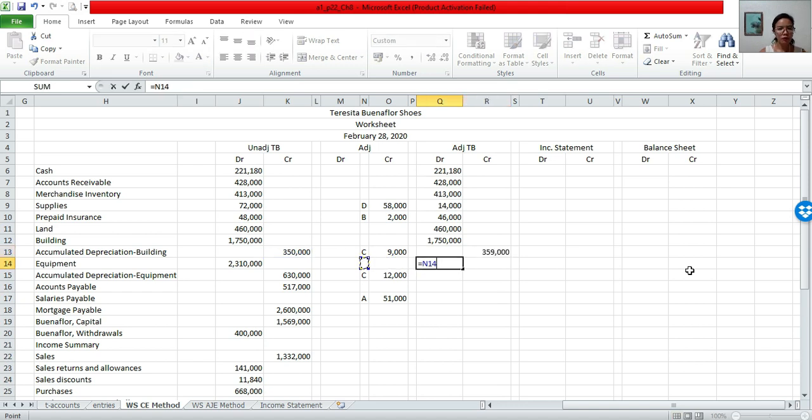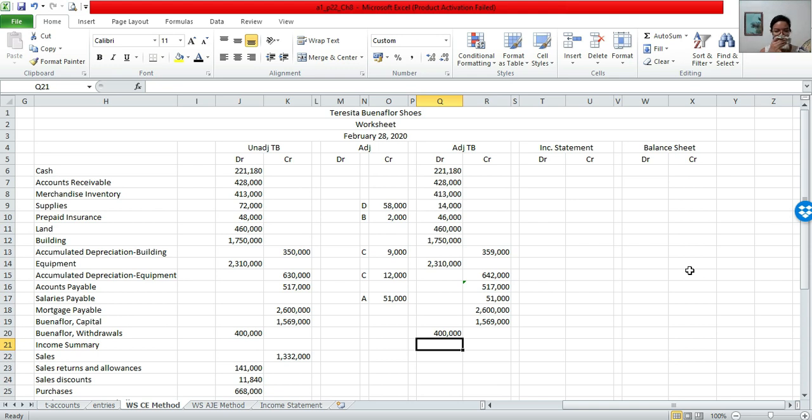And then no adjustment for equipment, so another extension. And then an adjusted balance for accumulated depreciation equipment. The first one was building. Okay. And then of course we have accounts payable, no adjustment, so just an extension. Salaries payable has a 0 beginning balance and it was credited for 51, so it now has 51,000 adjusted balance. No adjustment for mortgage, no adjustment for capital. There is also no adjustment for the drawings. You just have to be careful about extending it to either debit or credit. Okay, and of course we know income summary has no adjustment as well. It doesn't even have an entry yet because it only comes out during the closing process.